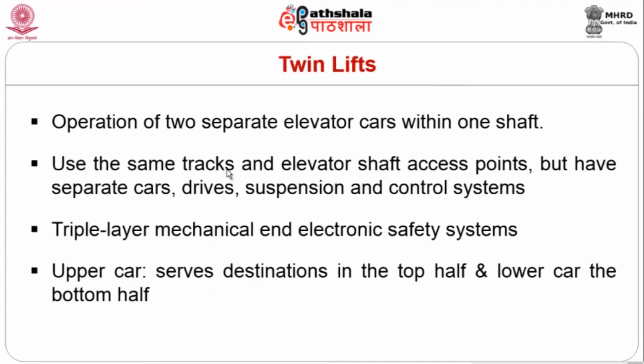There are possibilities of using twin lifts. Operation of two separate elevator cars within one shaft. This helps a great deal. They use the same track and elevator shaft access points, but have separate cars, separate drives, suspensions and control systems. Triple layer mechanical and electronic safety systems are employed. The upper car serves destinations in the top half and the lower car the bottom half. This is one way of dealing with it.